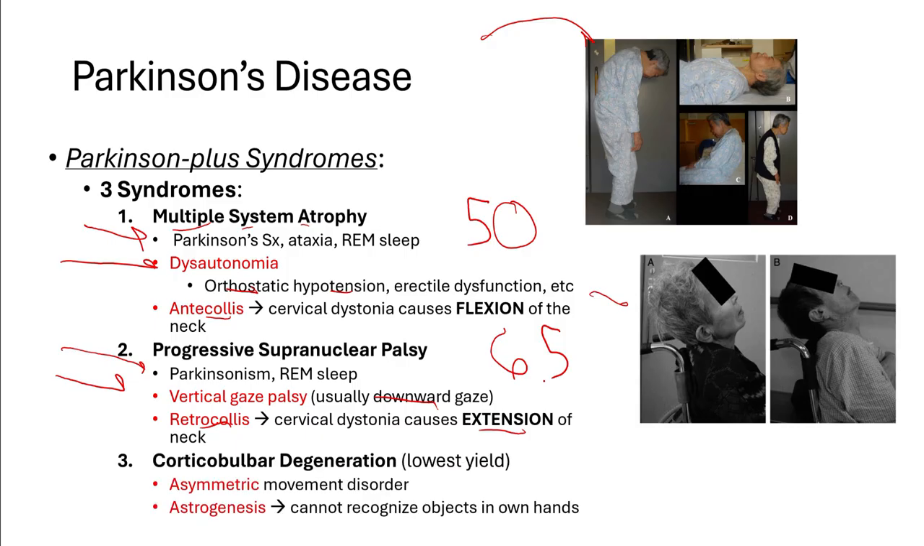And then the lowest yield one is something known as corticobasal degeneration. This will be an asymmetric movement disorder, in which Parkinson's is thought to be a symmetric movement disorder. So this may also only affect the right hand and the left leg or something along those lines. And this is classically associated with astereognosis, in which an individual cannot recognize objects in their own hands.